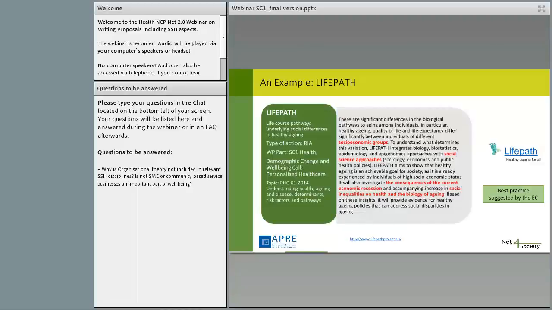And this is a typical example of a successful example of integration of the socioeconomic sciences and humanities. Because this project wants to investigate the consequences of the current economic recessions and all the social inequalities that can impact on health and the biology of aging. So active and healthy aging, you know better than me, of course, is a very fundamental aspect for health in Horizon 2020. And here you can understand that by mixing both medical aspects, but also social and sociological analysis, and considering also the socioeconomic aspect, you can have a best and a successful example of the integration of the socioeconomic sciences and humanities.